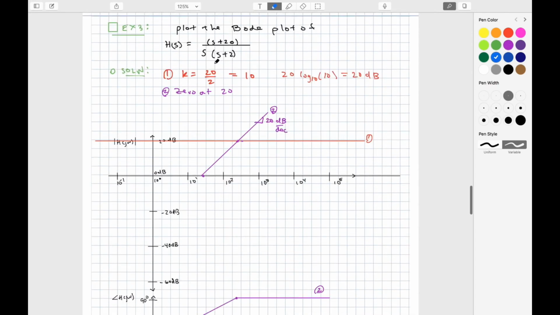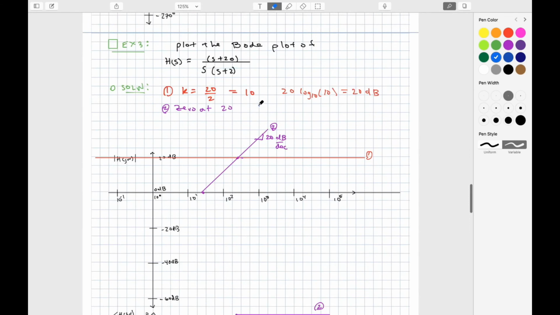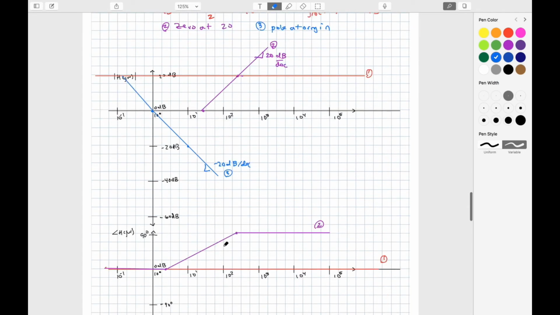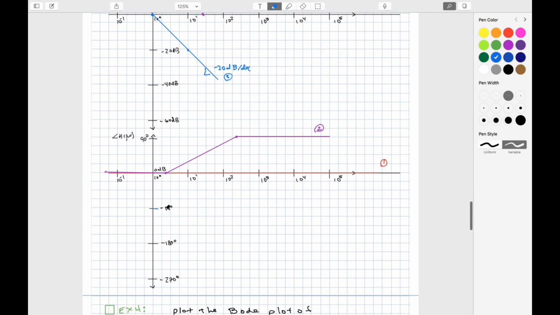All right, next I have a pole at the origin. That's what this 1 over s is. And what I know about this is that the magnitude is going to go down at 20 dB per decade, and it's going to pass through 0 dB at 10 to the 0. So what I'll do is I'll draw it in this way, realizing that this is negative 20 dB per decade. This is contribution 3. And the phase of this is always 90 degrees. And since it's a pole, it's always negative 90 degrees.